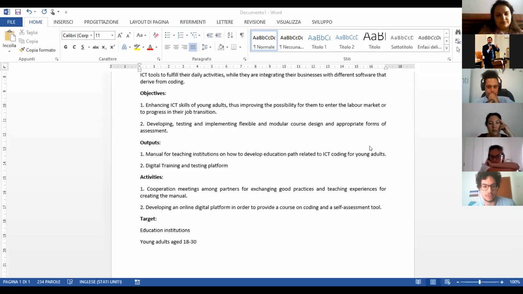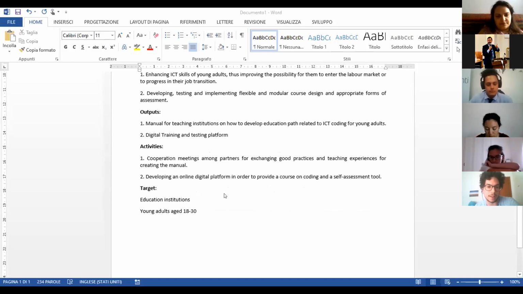And the activities would involve cooperation meetings among partners for exchanging good practices and teaching experiences in order to create this manual. The second activity involves developing the online digital platform in order to provide a course on coding and a self-assessment tool. The target would be educational institutions and young adults aged 18 to 30, so not only those that have just graduated, let's say, but also adults that are already involved in some kind of job that necessitates a transition in their job with added skills. And that would be it.